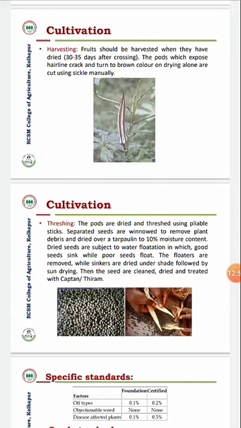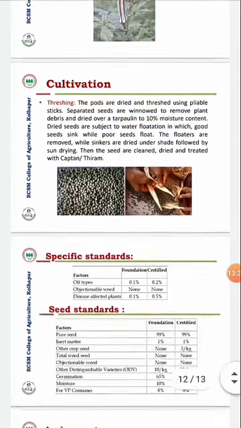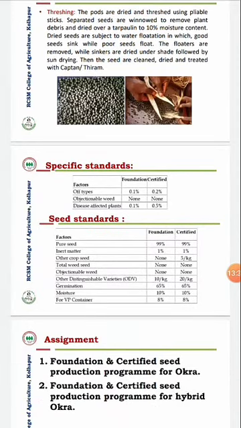So in that water flotation condition, the mature and good seeds settle down at the bottom, and the poor seeds, or the lower germination seeds, are floated. They are removed from that water, and the good seed is dried in the sun, treated with captan and thiram, and kept for storage. So this is about the cultivation practices.